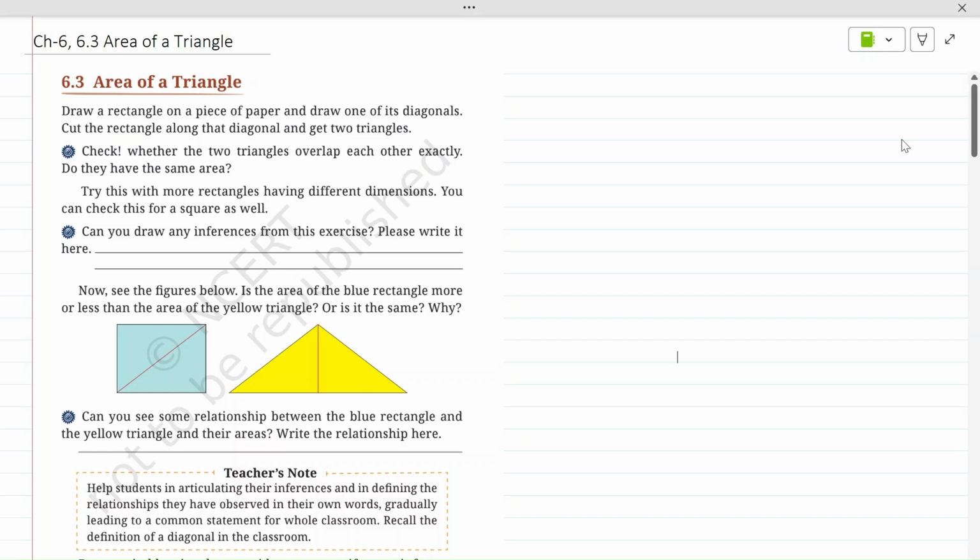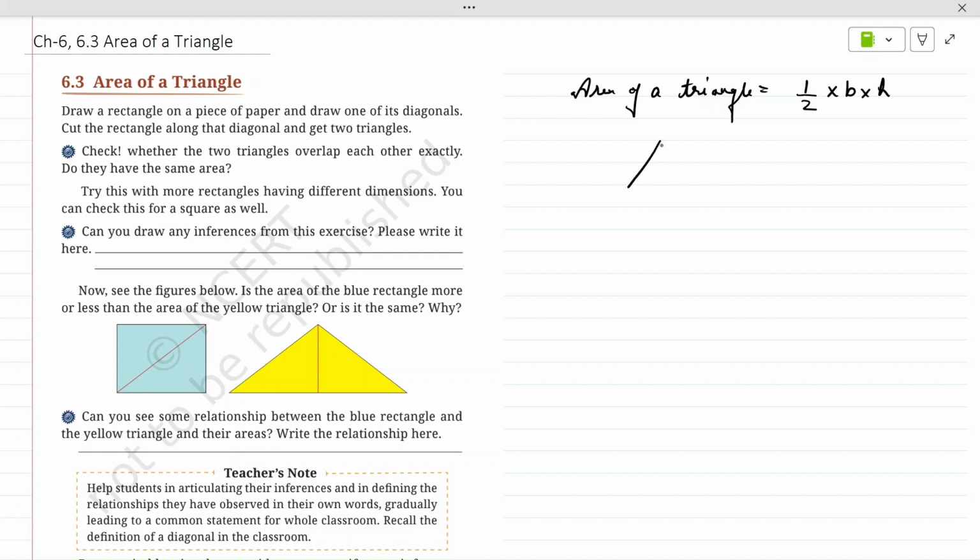Hello kids, in today's class we are going to start with the area of a triangle. So we know, what is the area of a triangle? Area of a triangle is equal to half of base multiplied by height.